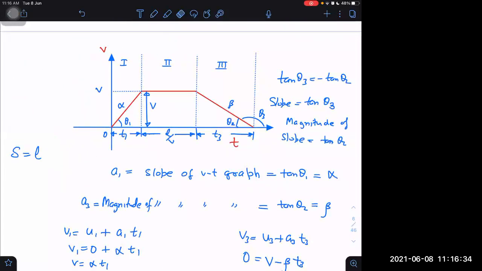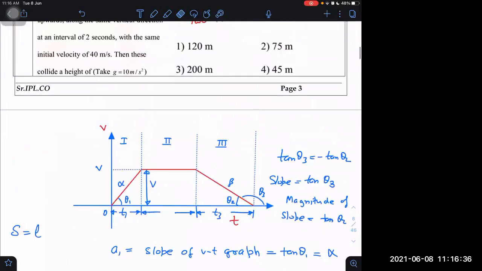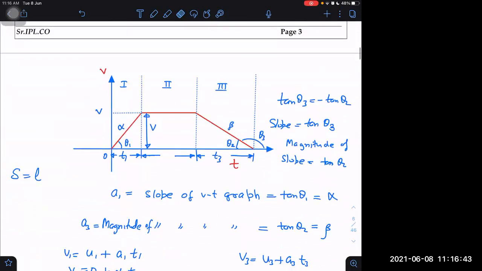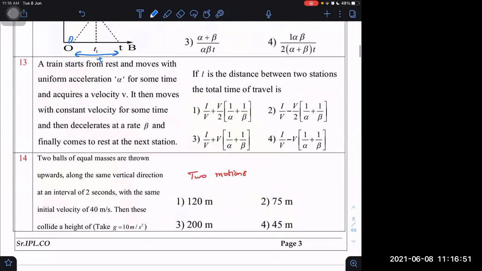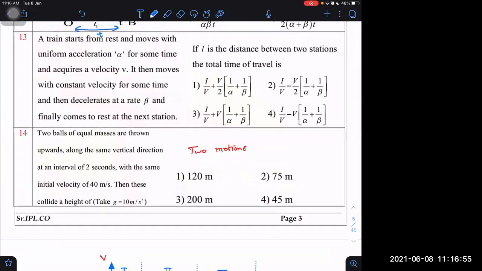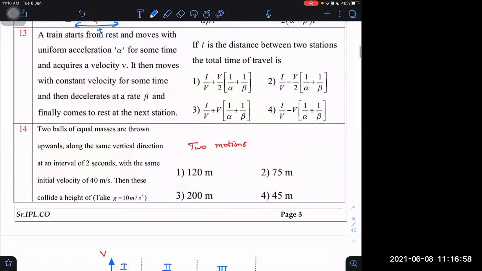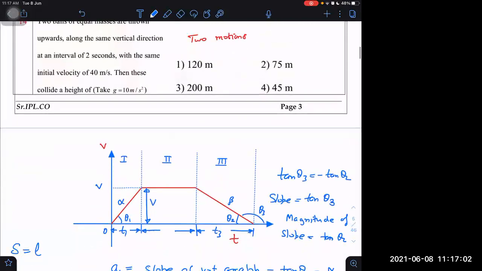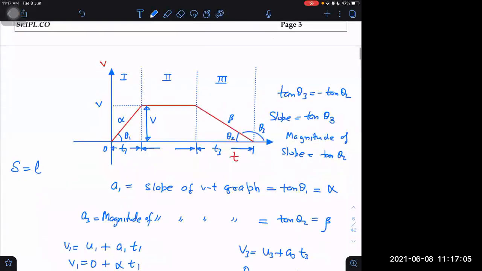Not L by V, sorry. I was saying it not in L by V. Time interval for the middle one, we don't know. Some other unknown. Is the total time given or not? Not given. Just speeds are given, finally comes to rest. What is the total time interval? It is unknown only. Let us take it as T2.